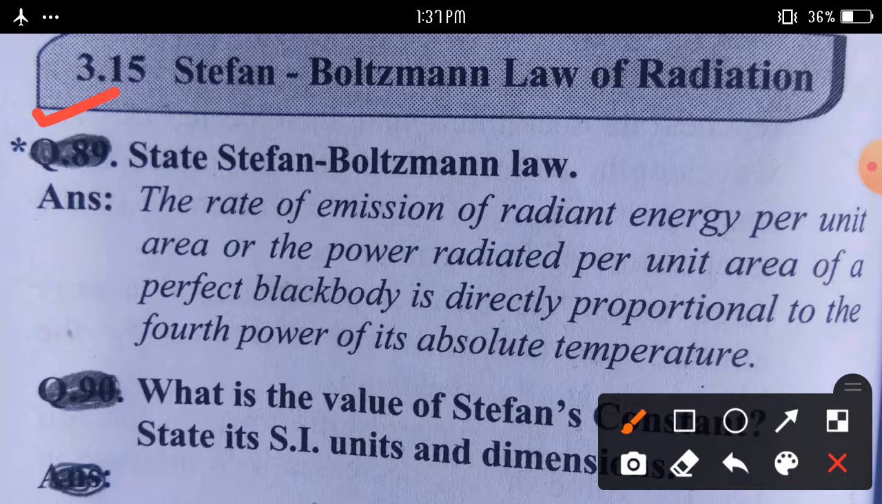Statement: the rate of emission of radiation energy per unit area, or the power radiated per unit area of a perfectly black body, is directly proportional to the fourth power of its absolute temperature. Repeating the statement: the rate of emission of radiated energy per unit area, or the power radiated per unit area of a perfectly black body, is directly proportional to the fourth power of its absolute temperature.